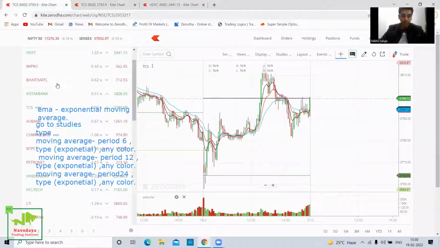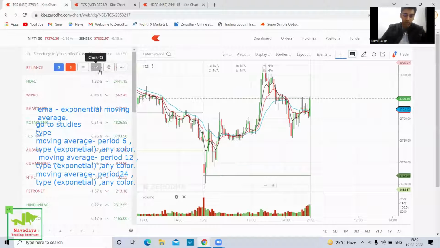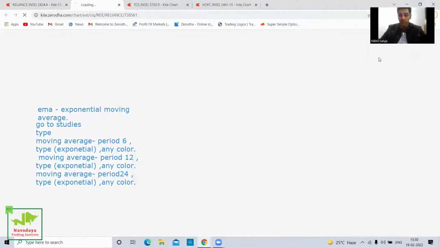Right, this is TCS. Let me open HDFC or any stock that has good volumes. Let's choose Reliance. Right, Reliance, I have this strategy applied here.